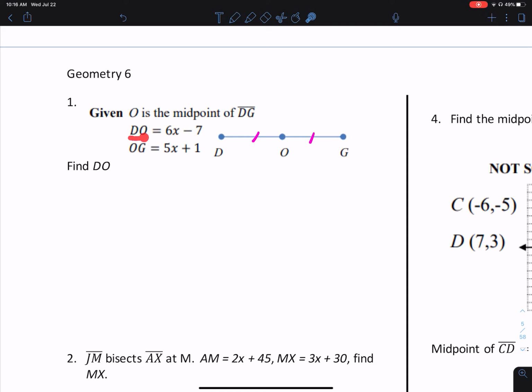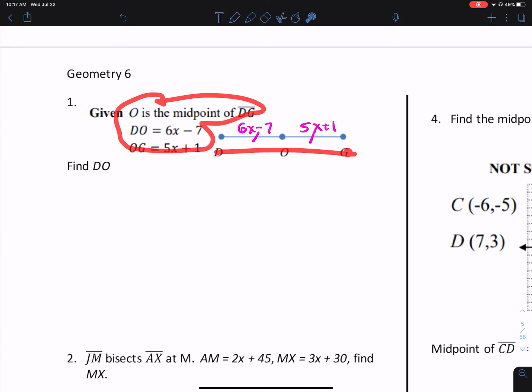Next part, it says DO is 6x minus 7. That's not on the picture yet. We're going to add that to the picture. This is 6x minus 7. OG, from O to G, is 5x plus 1. Let's put it onto the picture. We read the problem. The picture was already drawn. We put all this information into the picture. So that means the information in the problem is now useless to us. We only focus on the picture.